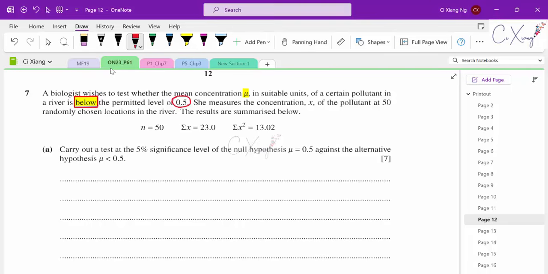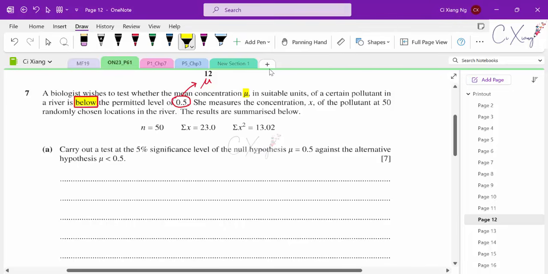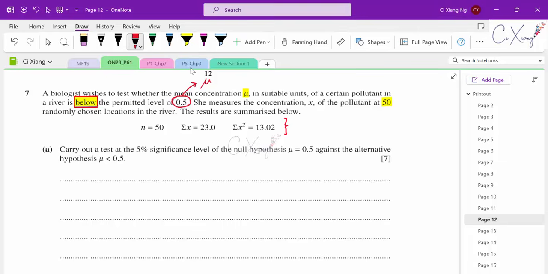That means this 0.5 is the mu, the population mean, that they assume it is all the while. So she measured the concentration of the pollutant at 50 randomly chosen locations in the river. These are the results that we have. All these results are the sample result, the result from the sample. Now what they want us to do is carry out the test at 5% significance level of the null hypothesis against the alternative hypothesis.